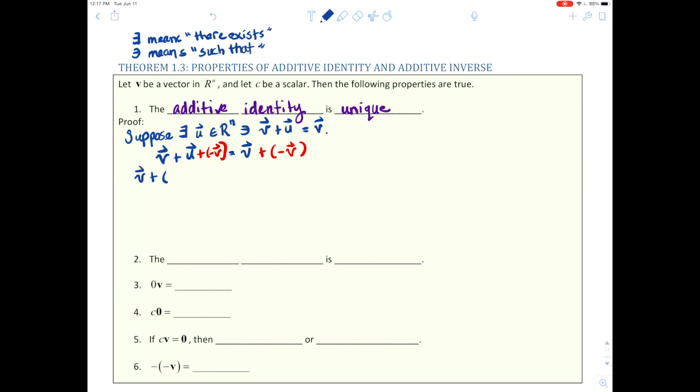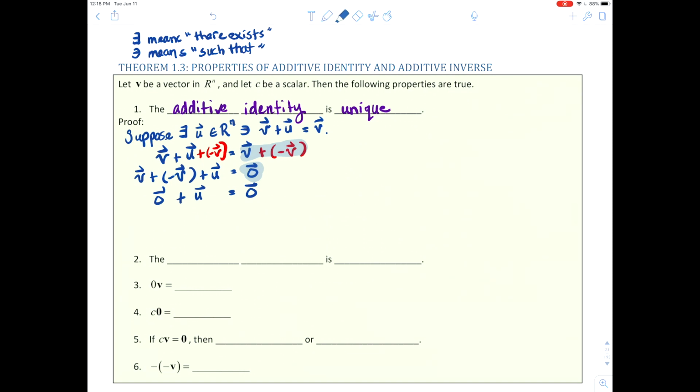Then I would have this. So now, what is v plus negative v? Beautiful. It's the zero vector, and that's from that theorem above. The left side is where we can do that because vector addition is commutative. Now, v plus negative v again is the zero vector, and if I add u to that, I'll still have the zero vector on the right side.